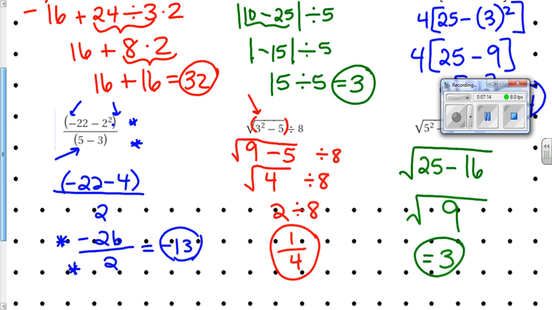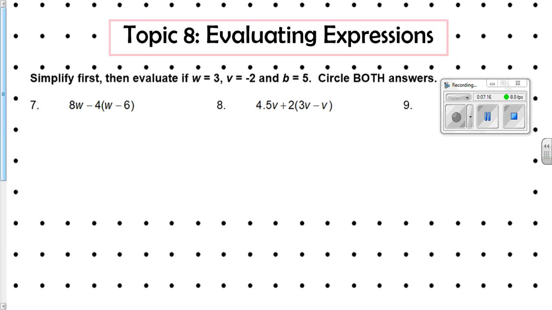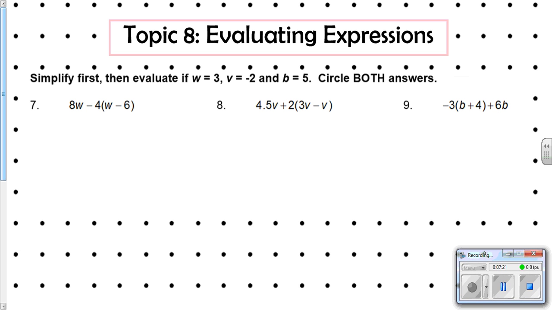Alrighty, continuing on. This is a separate thing altogether. It's not really PEMDAS, at least it isn't yet. This is where you're actually going to use values given to you and plug them into an expression that has variables. So it says simplify first, then evaluate if W equals 3, V is negative 2, and B is 5. Well, again, it says simplify first. So let's take number 7 here, and let's go ahead and distribute this negative 4.